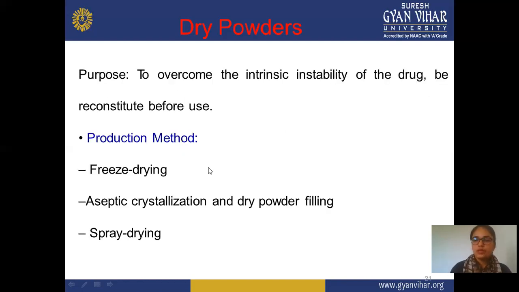Next, the fourth type of small volume parenteral is dry powder. It is the last type of small volume parenteral. So this dry powder is available in a powder form or in a solid form. Before injecting this formulation, you should convert it into solution form with the help of a suitable solvent. And you dissolve this dry powder in sterile condition or proper aseptic condition.